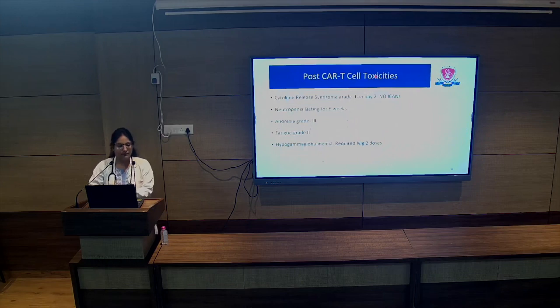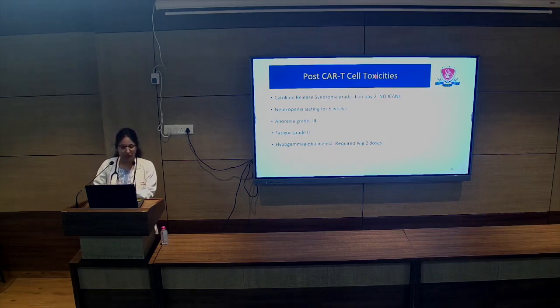So post CAR T, the patient experienced a few toxicities: cytokine release syndrome grade 1 on day 2, but there was no neurotoxicity seen. Neutropenia was there lasting for 6 weeks, and grade 3 anorexia, fatigue and hypogammaglobulinemia, which required 2 IVIG doses.